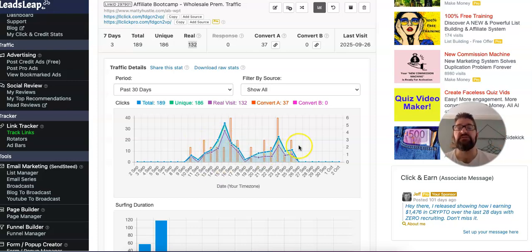And this is indicative of real traffic, this graph here. If everything comes in like 1 or 2 days, that's not what I would consider real traffic.